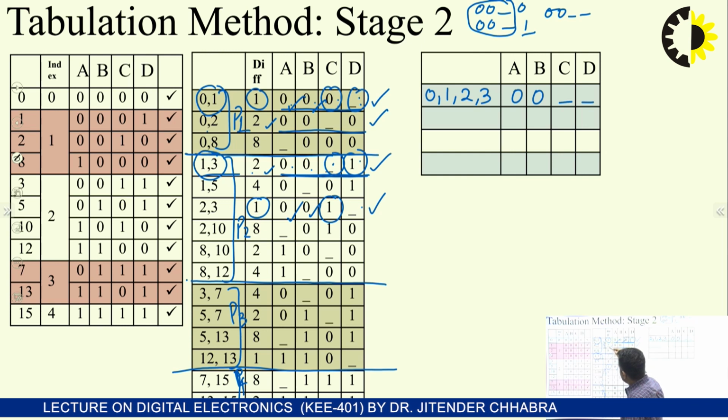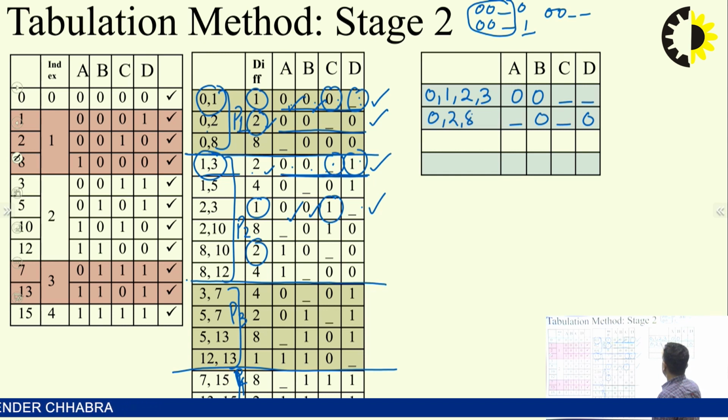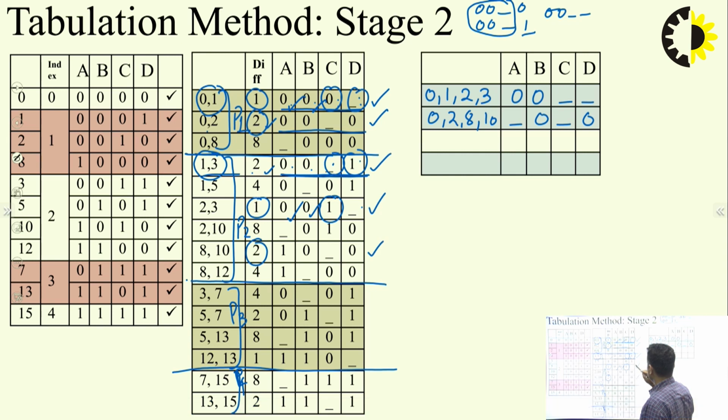Similarly, we can check 0, 2 with the terms having difference 2 here: 8, 10. 0, 2, 8, 10. If I compare these two terms, 0, 0, dash, 0 and 1, 0, dash, 0, we get dash, 0, dash, 0: 0, 2, 8 and 10. So 0, 2 is already taken, I will take 8, 10. Now there are no more 2's.